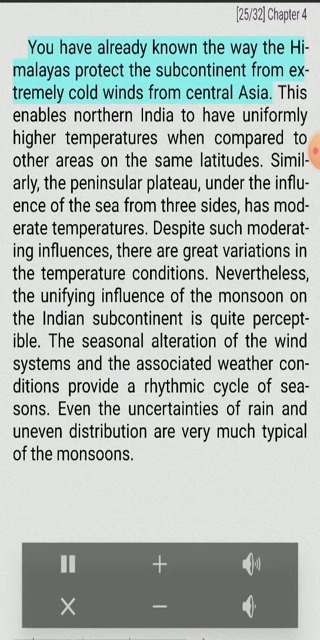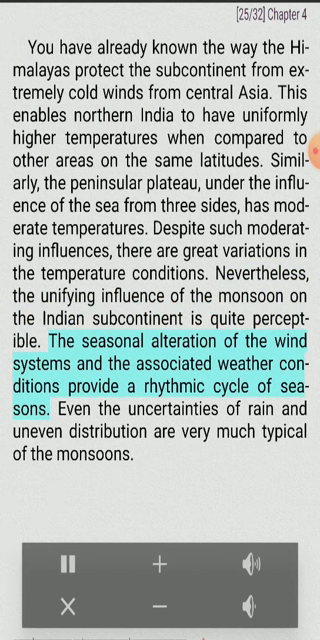You have already known the way the Himalayas protect the subcontinent from extremely cold winds from Central Asia. This enables northern India to have uniformly higher temperatures when compared to other areas on the same latitudes. Similarly, the peninsular plateau, under the influence of the sea from three sides, has moderate temperatures. Despite such moderating influences, there are great variations in the temperature conditions. Nevertheless, the unifying influence of the monsoon on the Indian subcontinent is quite perceptible.